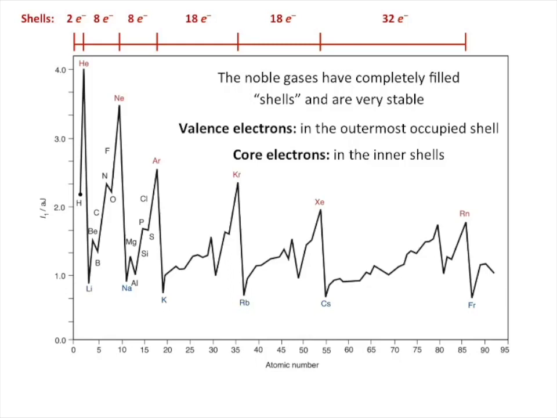The noble gases have completely filled shells, whatever that means, which we'll get to later. And they're very stable. It takes a lot of energy to remove electrons from a noble gas. This is very high, right? And then on the flip side, things with very empty shells, say lithium has 1 more electron than helium, so it has just 1 electron in its next shell. That doesn't take very much energy to remove.